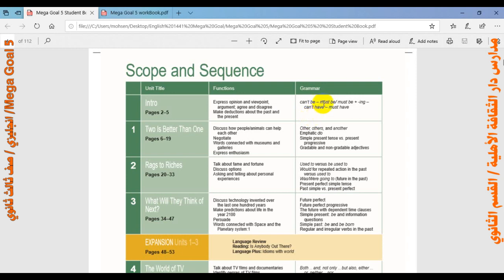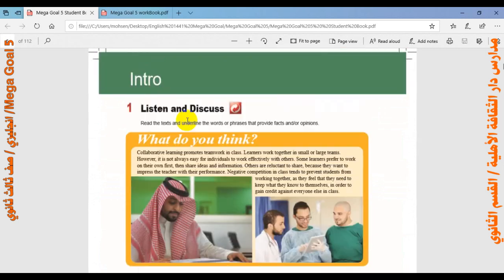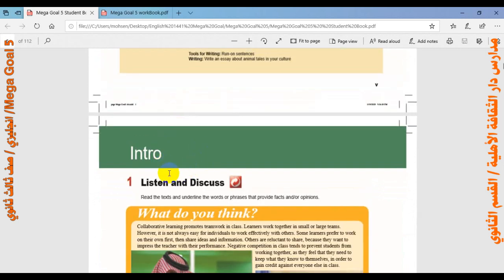Another question, where's your father? He must be home. Why? You say because his car is in the garage. This is the introduction for the functions and the grammar. In the introduction you are going to study. Let's go to the introduction here.